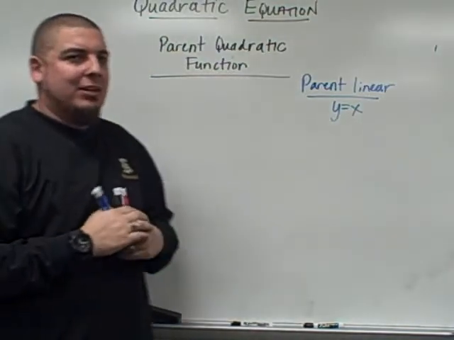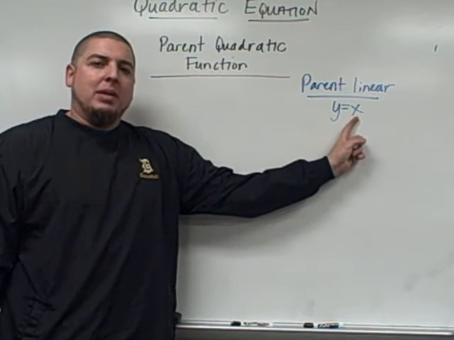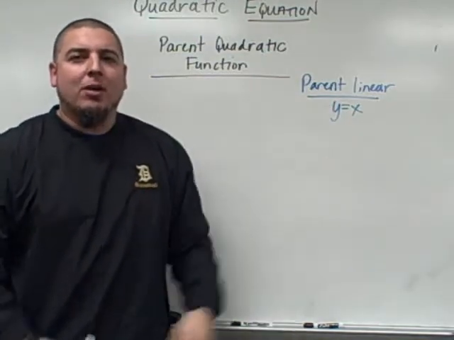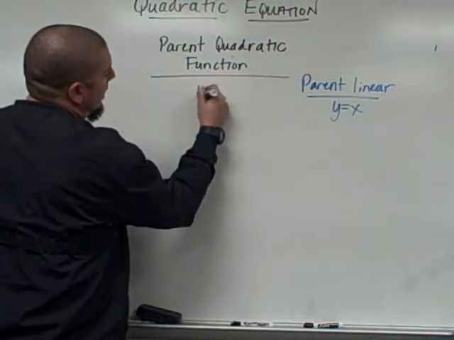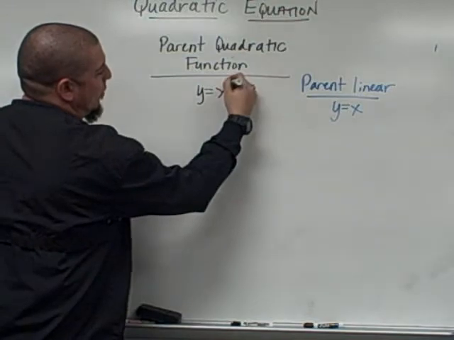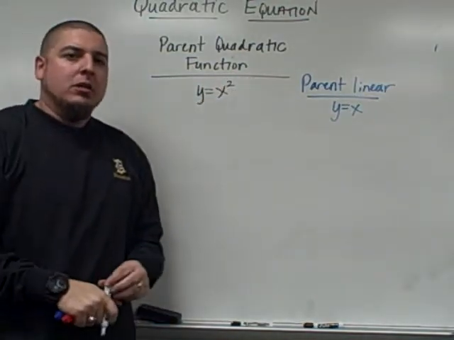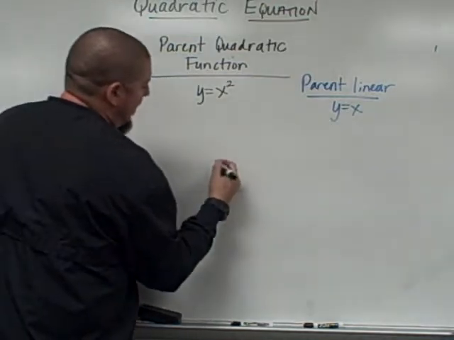And that makes sense, right? Because we said in order to have a straight line, we had to have a singular x value. That means it's not squared. If our parent linear function is y equals x, what do you think our parent quadratic is? Y equals, not x, because that would be linear, y equals x squared. We have to have that square term in order to have a quadratic. So that's our parent quadratic function. Okay? Let's go ahead and graph that real quick.